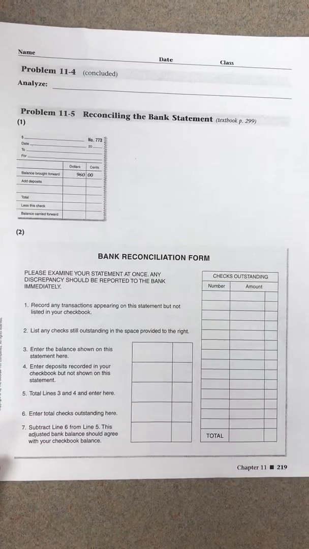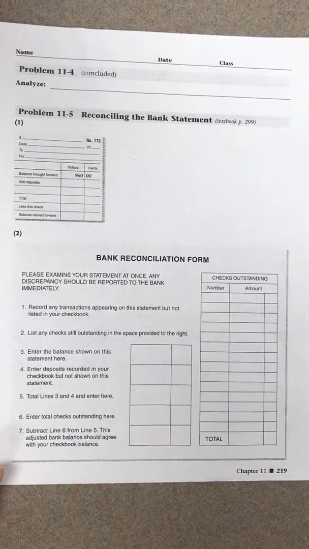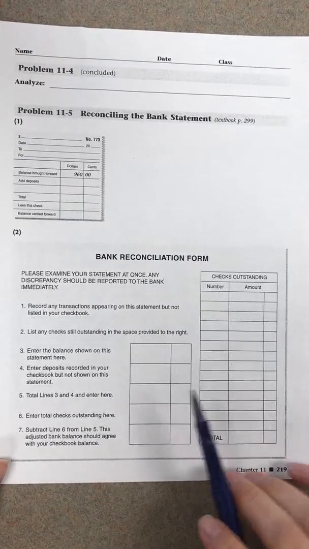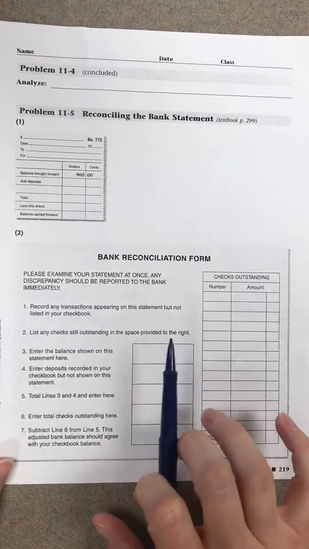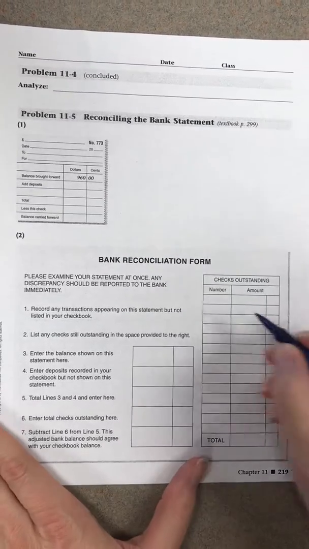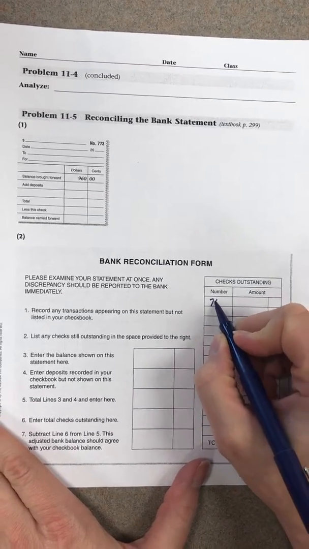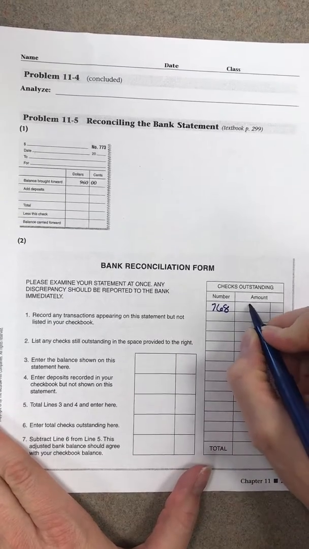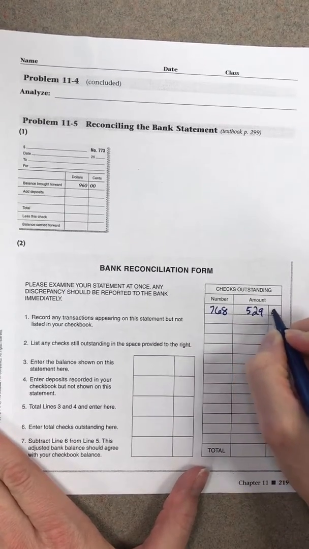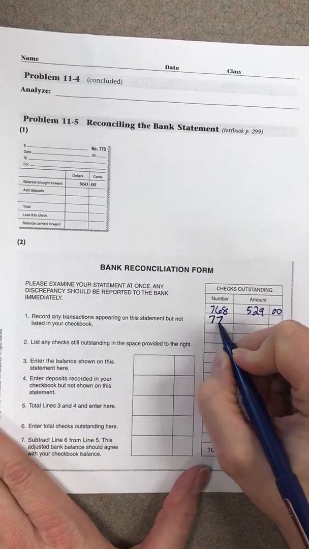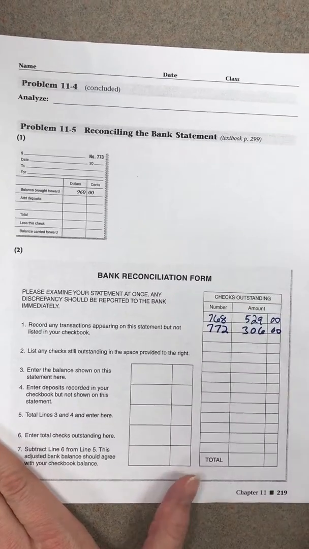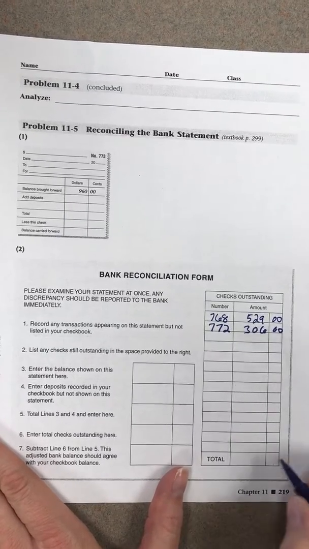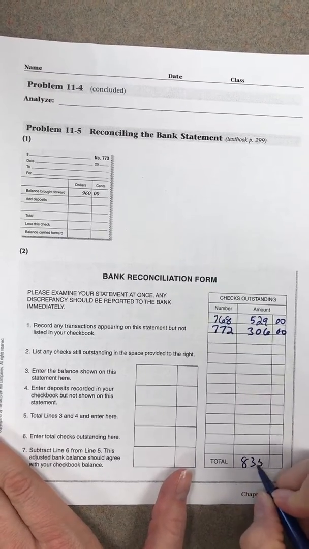According to the information on the picture in Canvas, it says to list any checks still outstanding in the space provided. So they are listed in that image. We have check number 768 for $529. Check 772 for $306. And if we add those two together, we get $835.